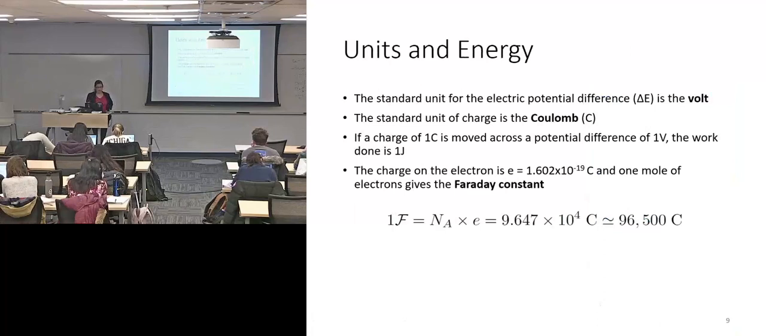Here are our standard units to orient yourself to. Standard unit for electric potential difference is the volt, capital V. Standard unit of charge is Coulomb, C. If a charge of 1 C moves through a potential difference of 1 volt, the work done is 1 joule. And the charge on the electron, I think all of this is given to you on your equation sheet. If not, I'll double check, but this whole relationship should be there. Okay. The charge on the electron, and then also Faraday's constant.